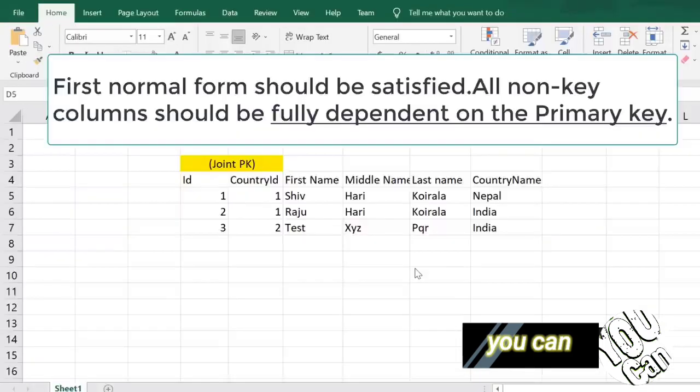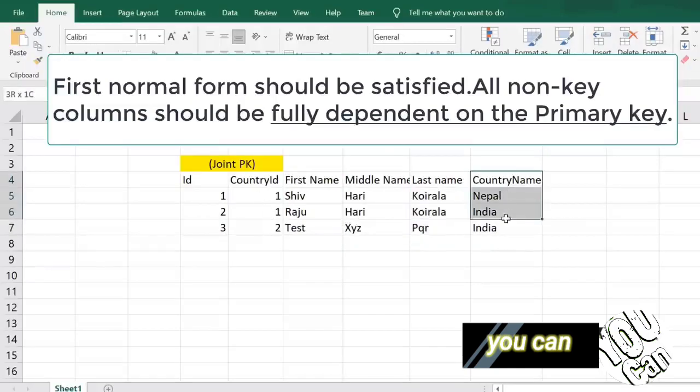Second normal form. In second normal form, first, all the rules of first normal form should be followed. Means the table should have atomic values and should not have repeating groups. Second, all non-key columns should be fully dependent on the primary key. For example, here in this table we have four non-key columns. We have a joint primary key of ID and country ID. First name, yes, it is fully dependent on the key. Middle name and last name are also fully dependent on the key.